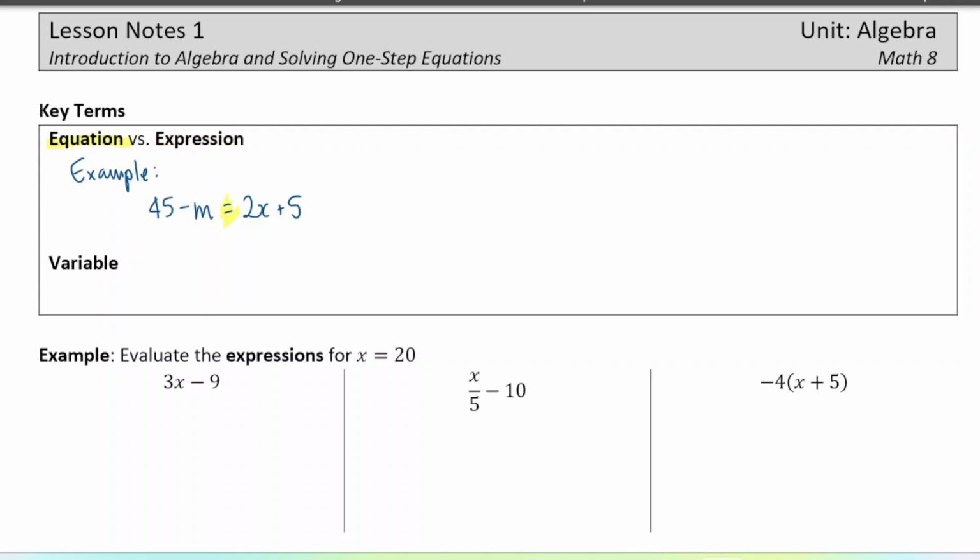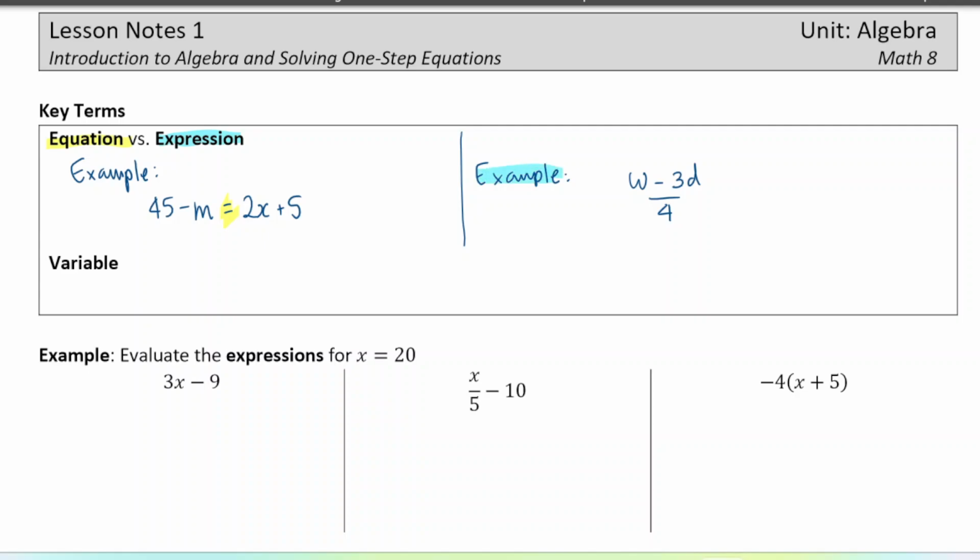I'm going to use a different color here for expression. An example of an expression is where you don't have an equal sign. So something like, if you did the Desmos activity, w minus 3d divided by 4. Okay, there's no equal sign in that. It's just an expression.